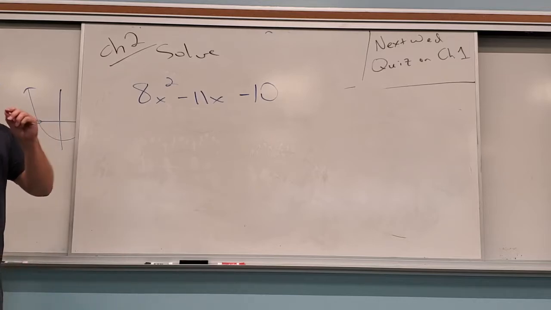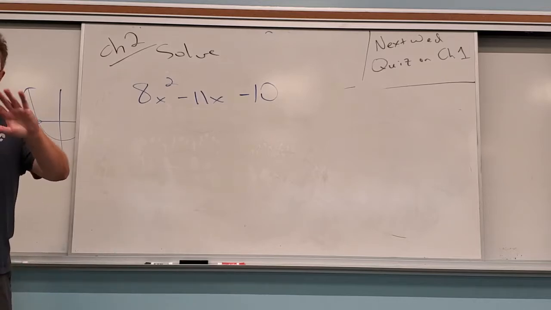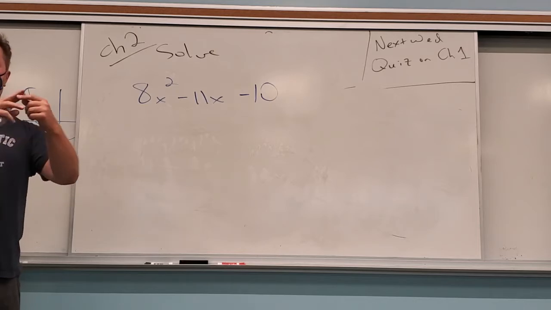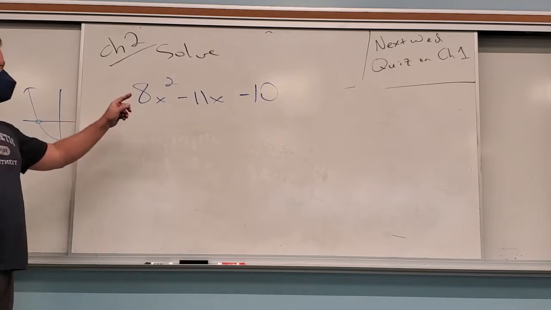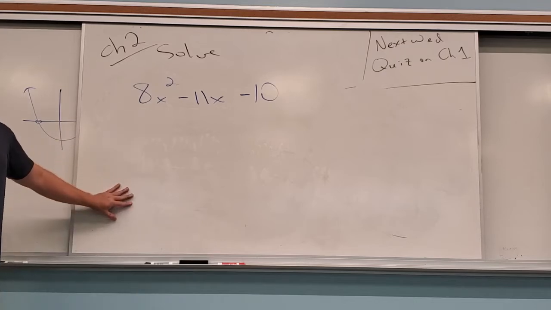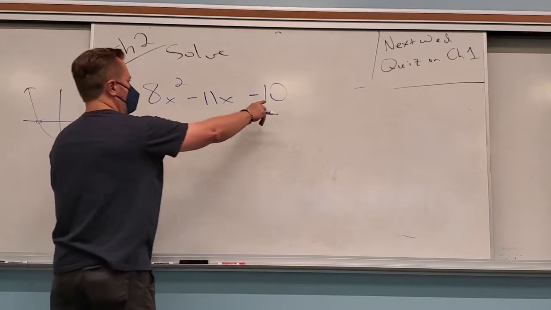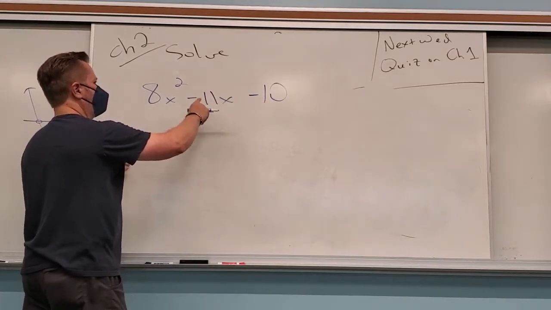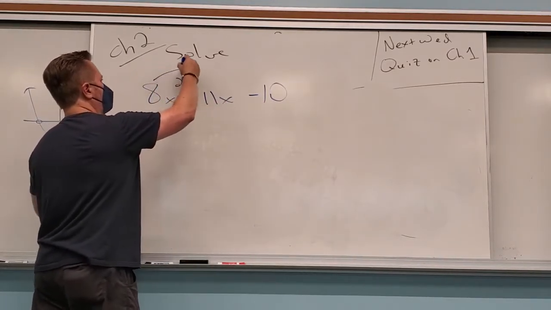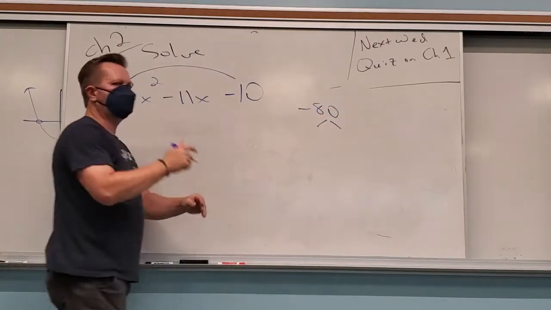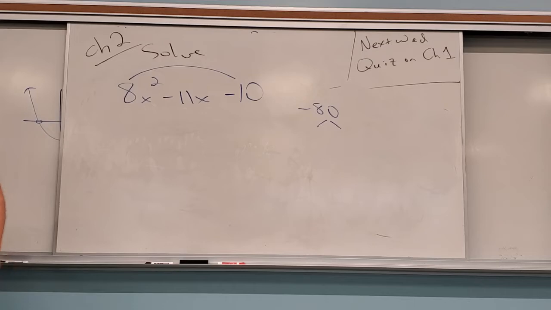So what is it about this problem that tells you it's going to be a little more complicated than another kind of 3-term deal? Yes, the fact that the first number is not a 1. So I don't find factors of -10 that add to -11. I find factors of -80 that add to b. Is it always the first and third number? Yes. In fact, this is called the AC method.